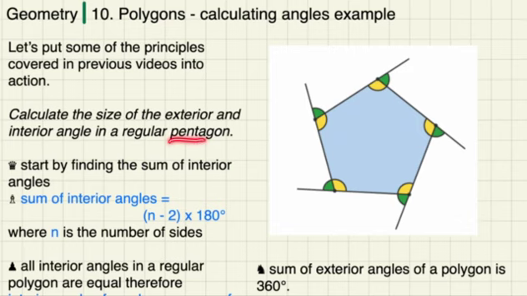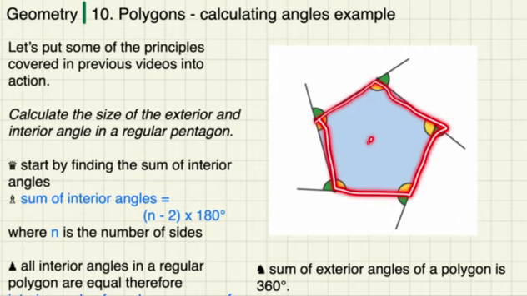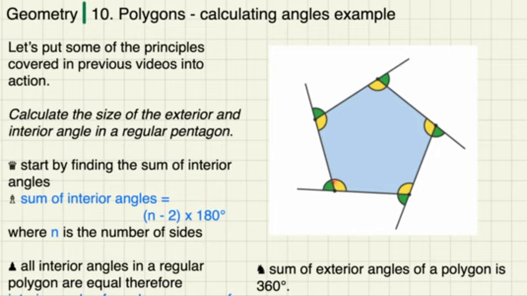Now, penta means 5. And so a pentagon is a 5-sided shape, and it's a regular shape in this example. So there's 1, 2, 3, 4, 5 sides. So this is very much a pentagon. And we need to work out the internal angles and the external angles.